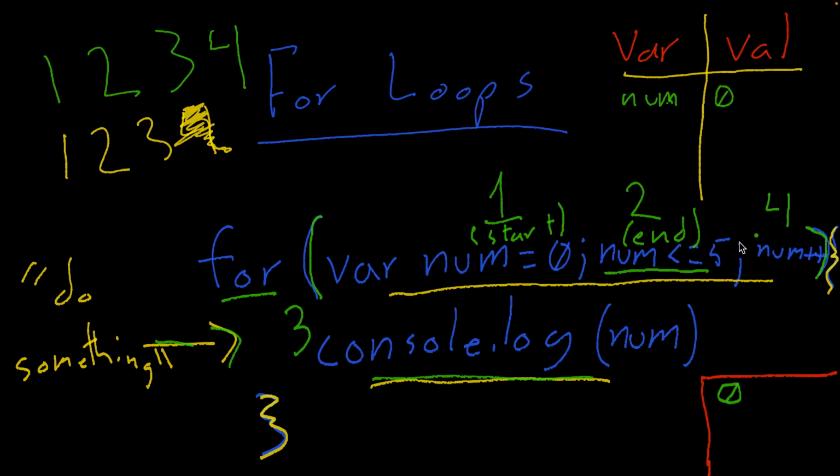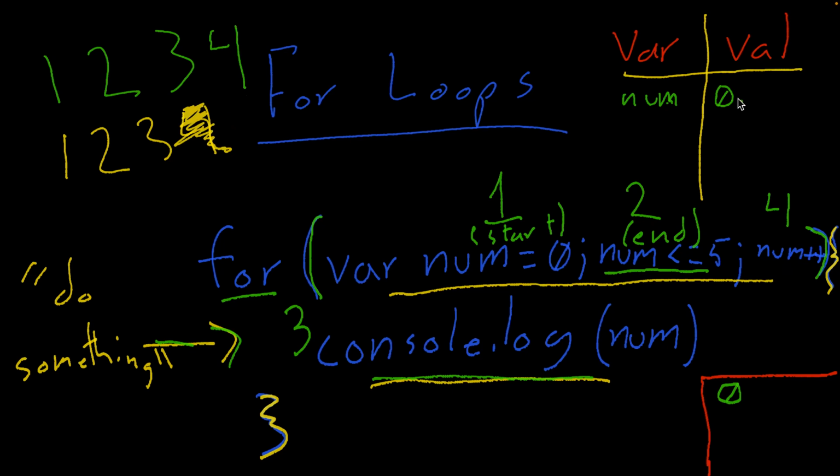So we console log num. The fourth step now is we increase num. When we see num plus plus, what we are seeing there is num equals itself plus 1, or we're just adding 1 to num here. Okay, so we're adding 1 to num.